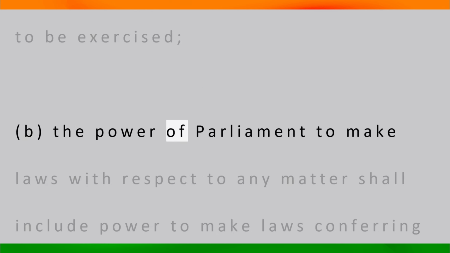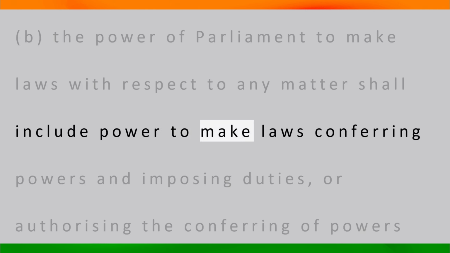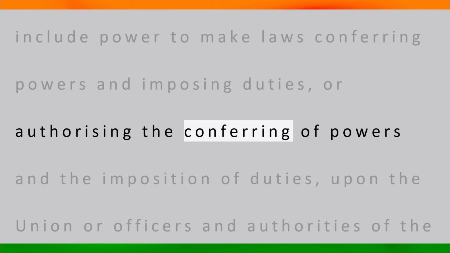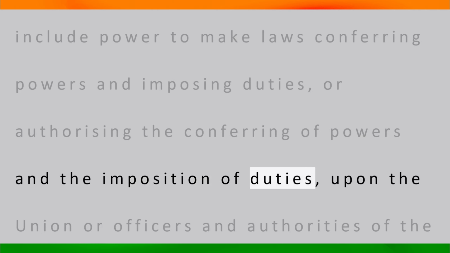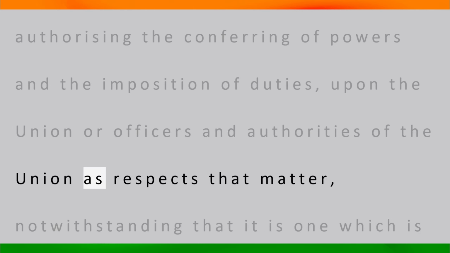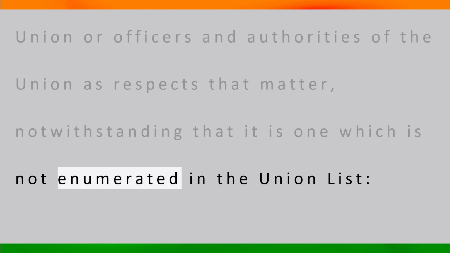B. The power of Parliament to make laws with respect to any matter shall include power to make laws conferring powers and imposing duties, or authorizing the conferring of powers and the imposition of duties, upon the Union or officers and authorities of the Union as respects that matter, notwithstanding that it is one which is not enumerated in the Union list.